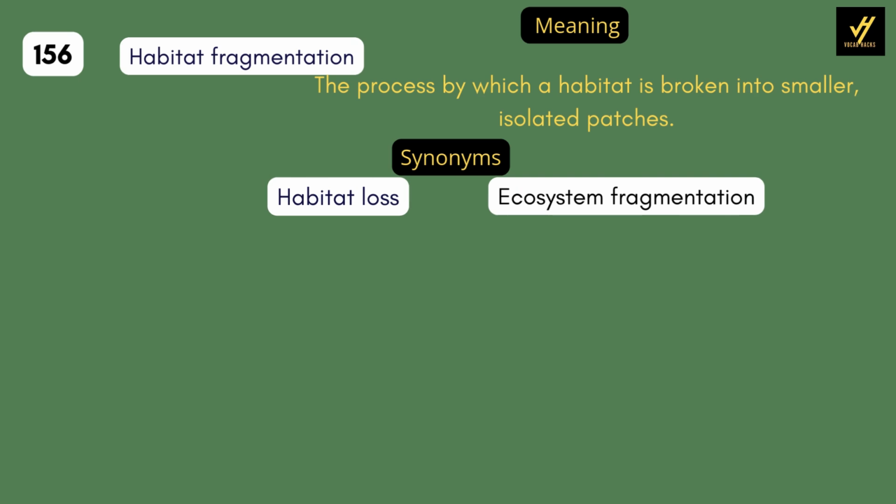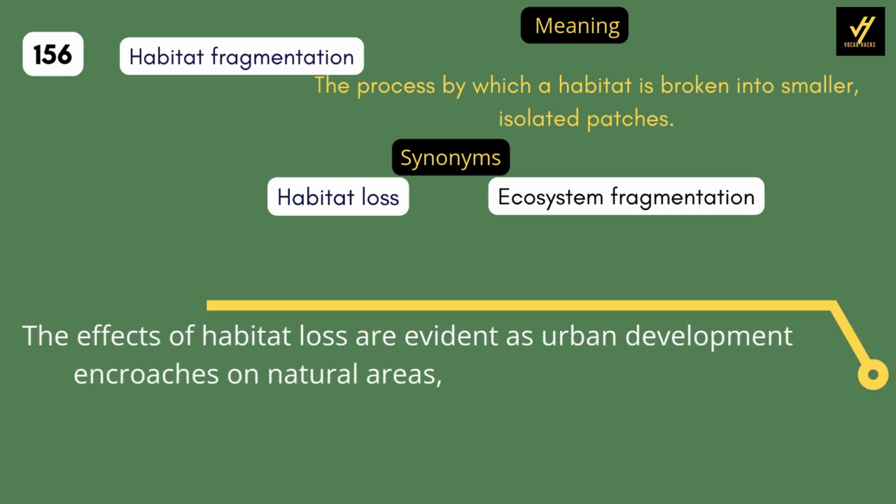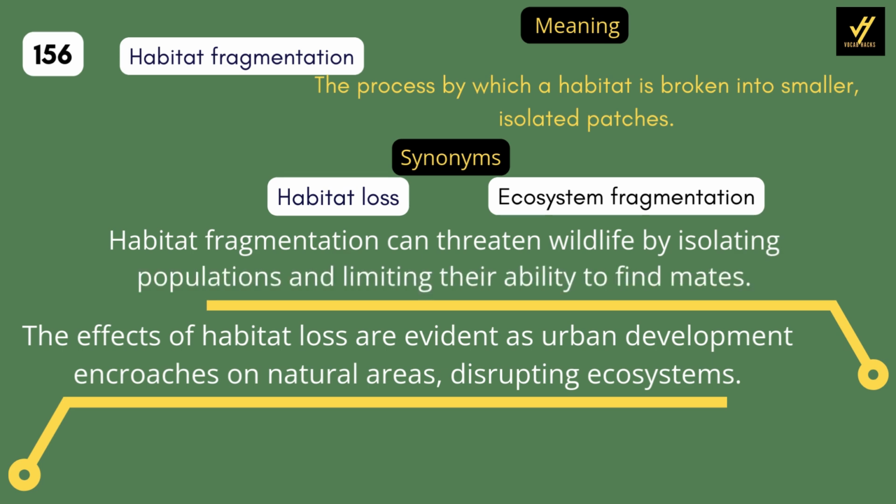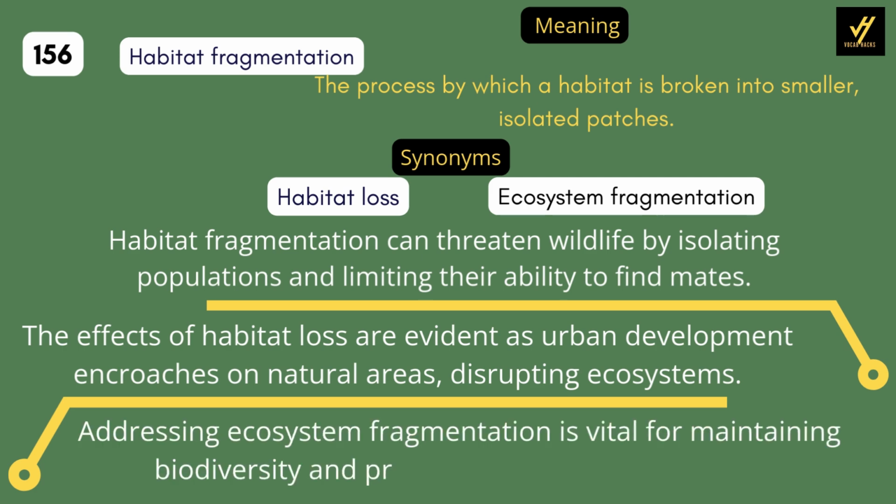Habitat fragmentation, the process by which a habitat is broken into smaller, isolated patches. Habitat loss, ecosystem fragmentation. Habitat fragmentation can threaten wildlife by isolating populations and limiting their ability to find mates. The effects of habitat loss are evident as urban development encroaches on natural areas, disrupting ecosystems. Addressing ecosystem fragmentation is vital for maintaining biodiversity and protecting endangered species.